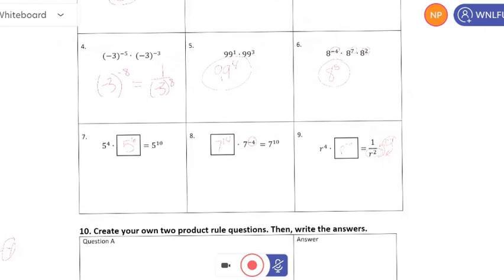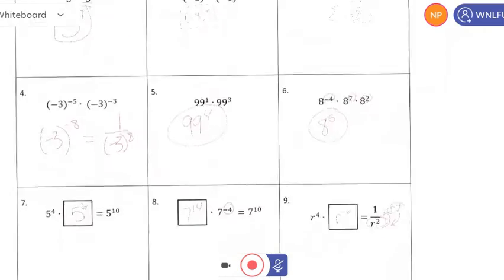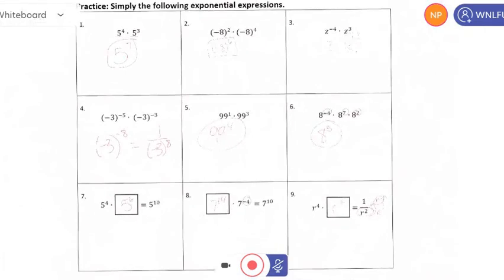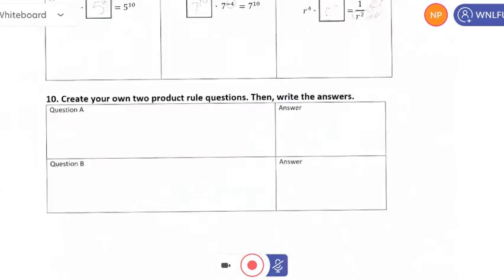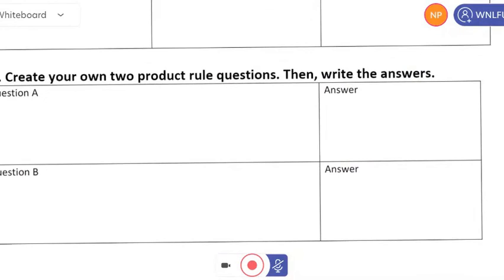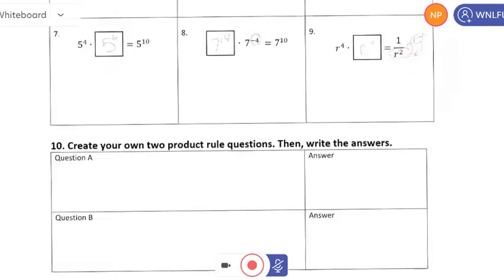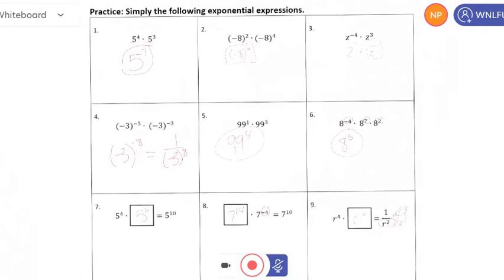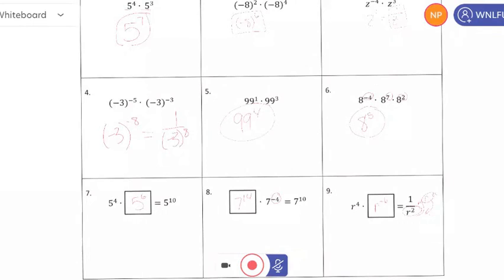Okay, so if you did well on problems 1 through 9, you're then going to move on to number 10. I would like you to create your own 2 product rule questions and then also solve them and write the answers. If you struggled with 1 through 9 and you got multiple incorrect, I would like you to see me at this time.